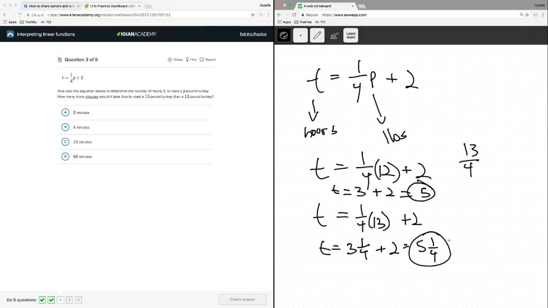How much longer does it take? It takes literally a quarter of an hour longer. Look at the difference between these two. A quarter of an hour longer. And then they throw another curveball. They don't give you the answer in hours. They give it to you in minutes.